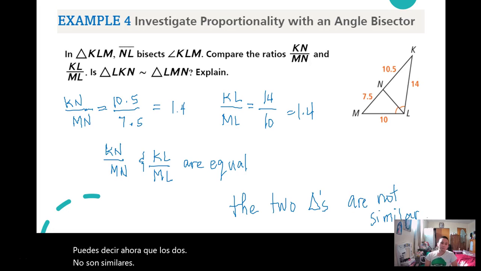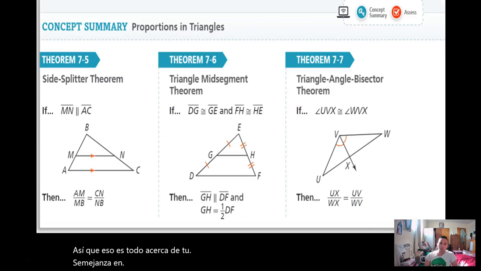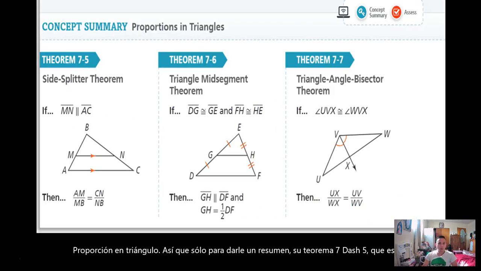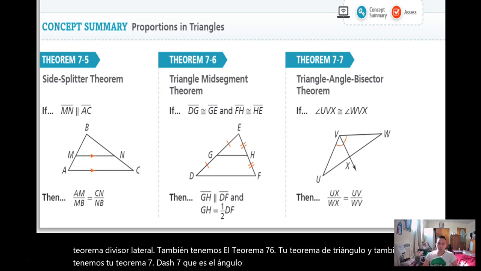So that is all about similarity and proportion in triangles. Just to give you a summary, theorem 7-5 is the side splitter theorem. We also have theorem 7-6, the triangle mid-segment theorem, and theorem 7-7, which is the triangle angle bisector theorem.